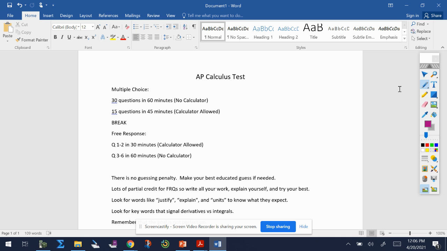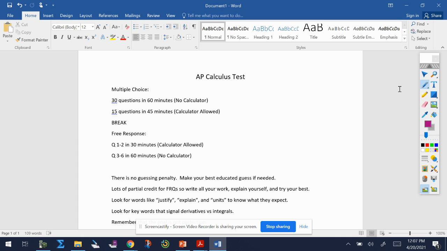Usually out of the 15, I would say 8 or 9 of them, you end up feeling like the calculator is very necessary. And in that section, you'll have 45 minutes. So it works out to be 3 minutes per question in that part, primarily because entering things in your calculator just takes more time. And so to allow for that, they give you more time per question. After you're done with those two parts, you will have a break. When the break is finished, it's time for free response.